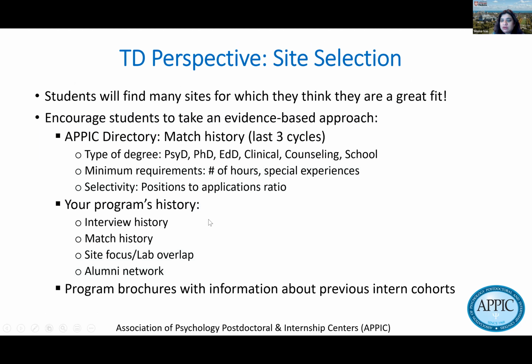So helping students select the list of sites as a DCT can sometimes be a challenge, because students will find many sites for which they think they are a great fit. And so Kimberly alluded to this already, but I just wanted to break it down a little bit more and encourage your students to take an evidence-based approach. So the first source of data for them is to look at a program's match history in the directory. The directory has data for the past 3 cycles for every internship program.